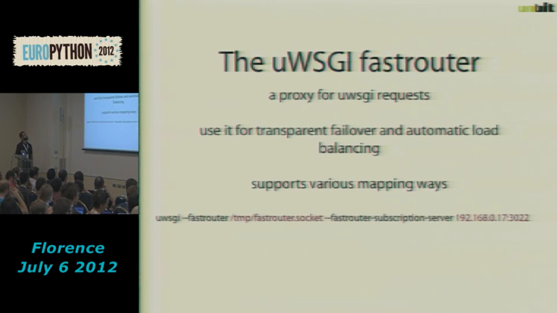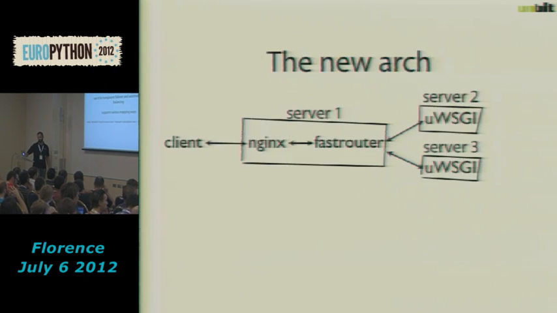In the uWSGI project, there is a plugin called the Fastrouter that is simply a proxy for uWSGI requests. You can use it for failover, automatic load balancing, and it supports various mapping ways. For mapping ways, I mean domain to uWSGI address mapping. You run the Fastrouter in that way, and the second argument, the Fastrouter subscription server, is the way we have chosen to support mappings. We will see that later.